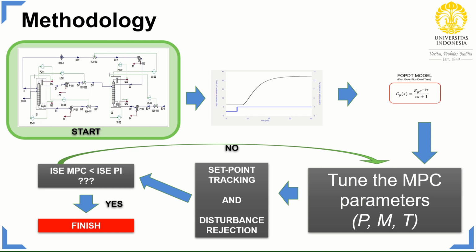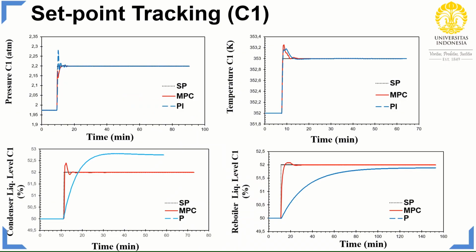We did set point tracking tests and disturbance rejection tests. Set point tracking is performed to see the dynamic responses when the controller tracks a new set point. As we can see here, for pressure and temperature for column C1, the result is quite similar, in contrast with the level controller. It makes sense because all level controllers in P mode cannot reach the desired value because of the characteristic of the P controller, which cannot produce zero offset.